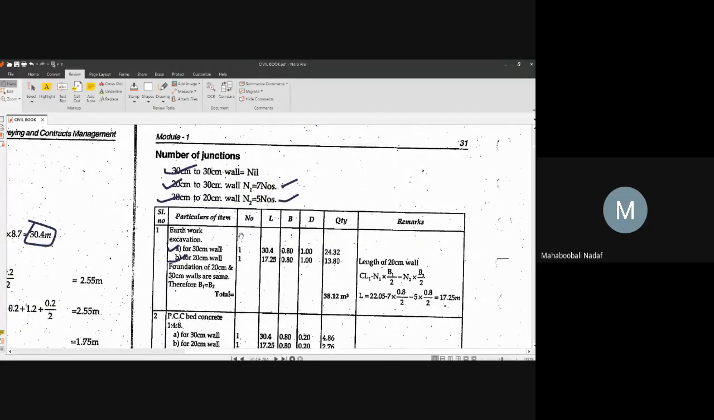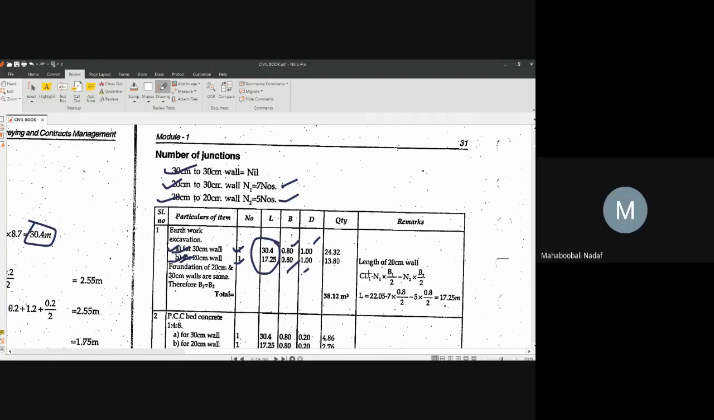Write numbers, because here there is no long wall or short wall, only the center to center distance. That is why you are writing 1. Do not write this second column. Only write width, depth, width, depth, for 30 and for 20. Are these things clear? Yes, sir.